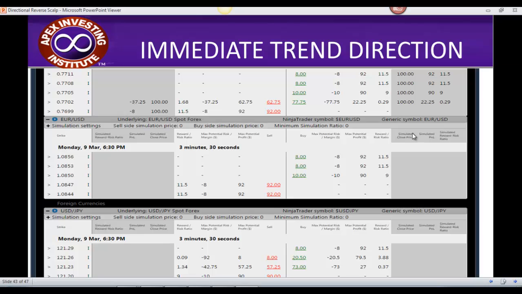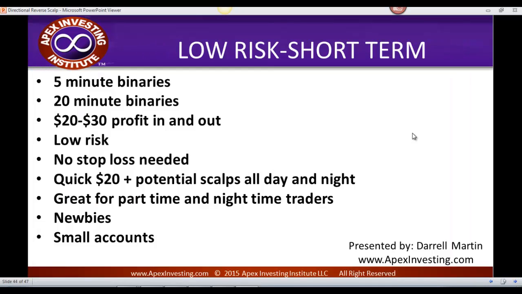We also trade the 20-minute binaries with the same exact system. Again, it's $20 to $30 profit, in and out, low risk. There's no stops needed. It's just a quick $20 potential scalp all day and all night when the market's moving. Okay, it's, again, great for part-timers, night-timers, newbies, and especially people with smaller accounts that don't want to go in and be risking hundreds and hundreds of dollars on trades. Just want to go in and risk $20 or $30 at a trade at a time and get in and out in a few minutes.